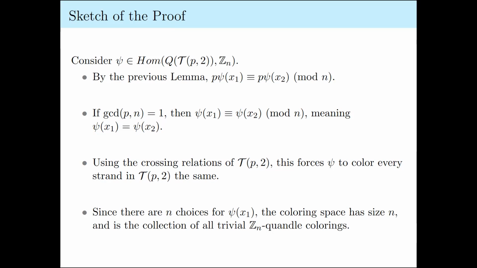Since there are n choices for psi to map x1, we have that the coloring space has size n and is a collection of all trivial Quandle colorings.